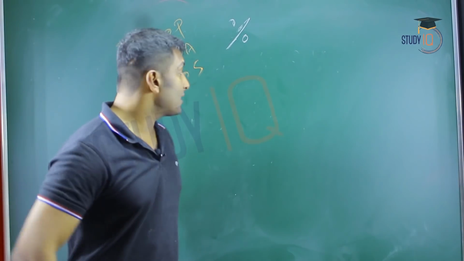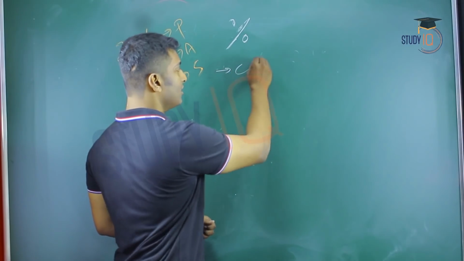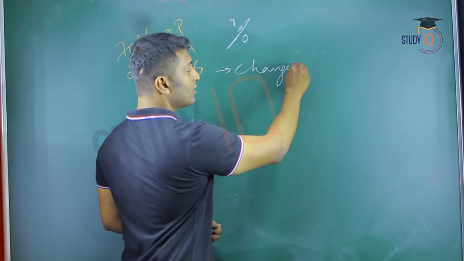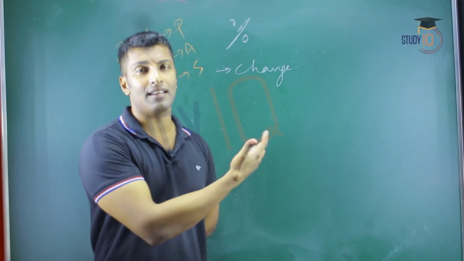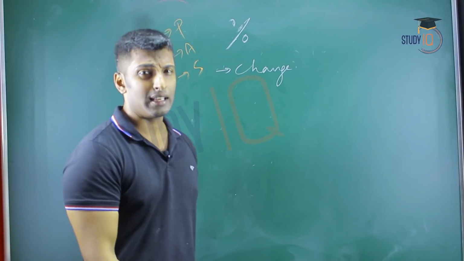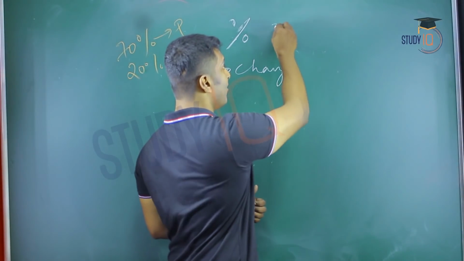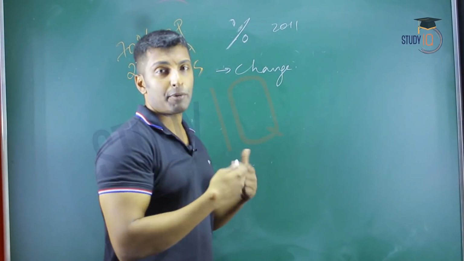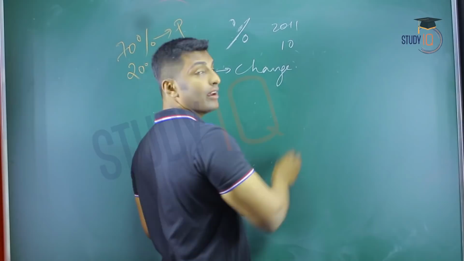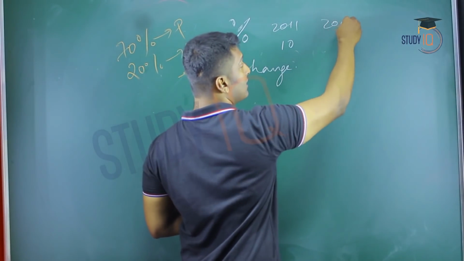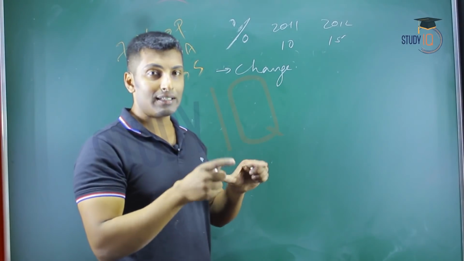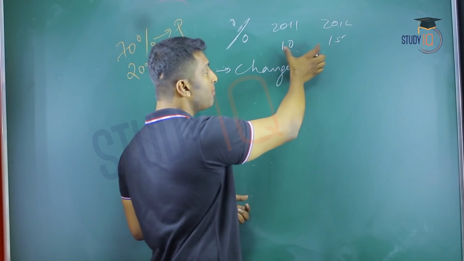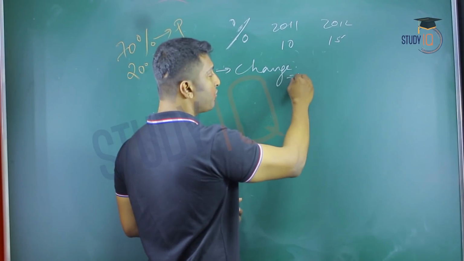So when it comes to percentage, the first question is change. This is not related to percentage directly. This is in terms of absolute numbers. Let me say in 2011 there is a company, and the production of the company is, let's say, 10. In 2012, let's say the production increased to 15. So when I'm asking what is the change, it means this difference, 15 minus 10. So you will write it as 5.